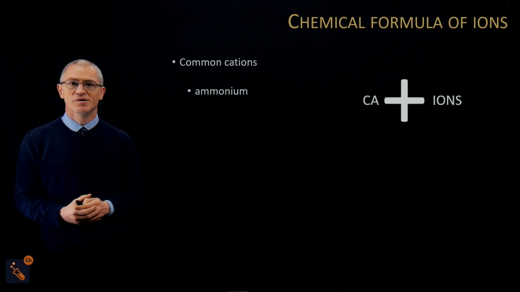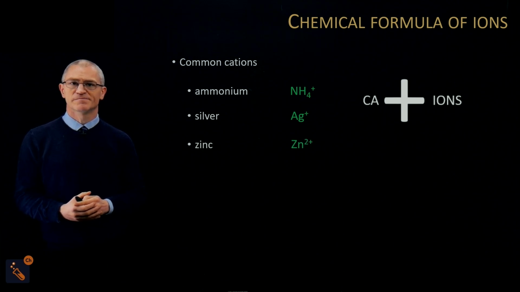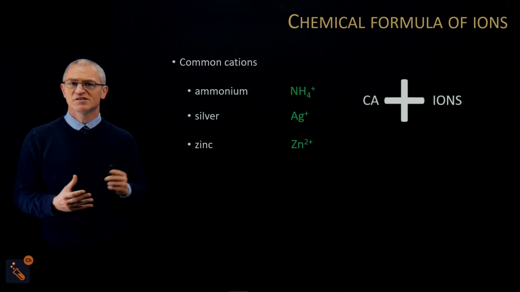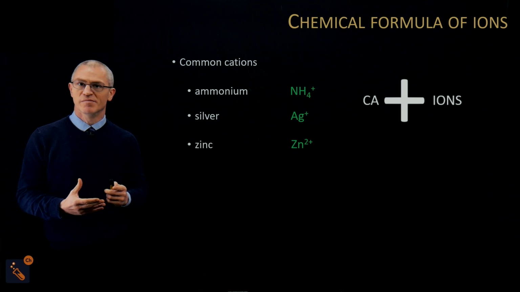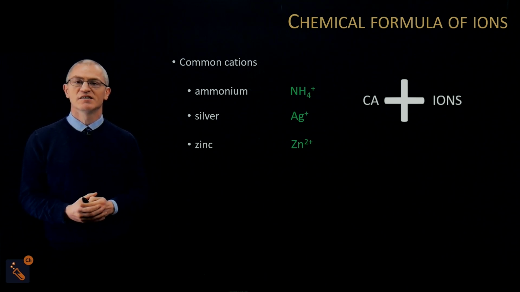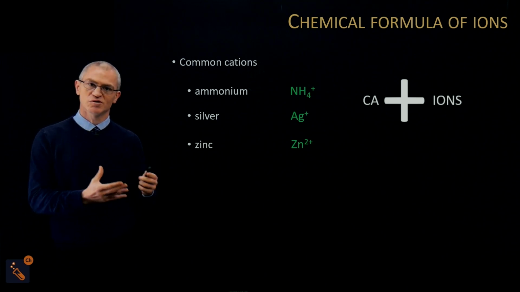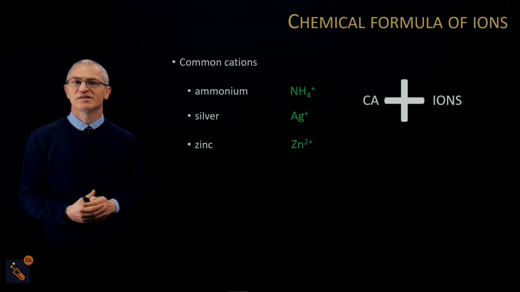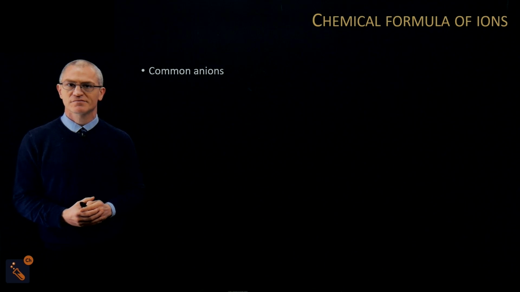Now, ones you need to remember are ammonium, NH4+, silver, Ag+, and zinc, Zn2+. You'll notice that zinc and silver are in the transition metals. So there's very few in the transition metals you have to remember because they are variable in their charges, and we'll talk about oxidation numbers later. But these are the ones you definitely need to remember.